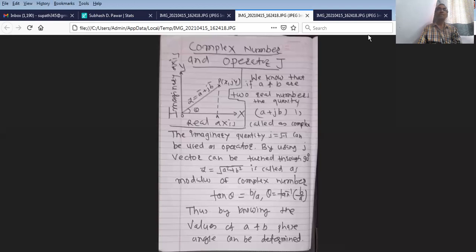Okay, in this lecture we will stop here. In the next lecture we are going to see the series LCR circuit, where we will see the application of the imaginary quantity operator J. At the same time, we are going to see how the working of the series LCR circuit takes place.